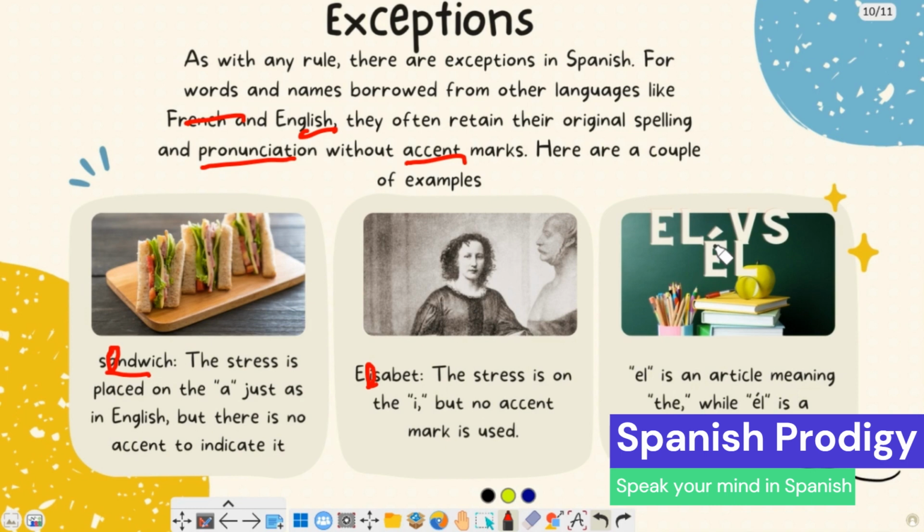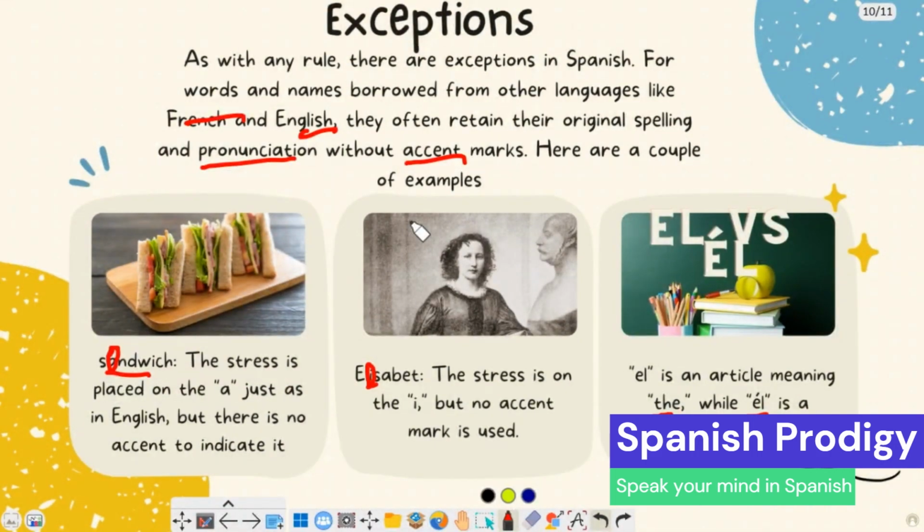And el versus él. El is an article which means the, and él is the pronoun which means he. So in order to differentiate these two things, we will put an accent mark over the vowel here. So this is an exception too.